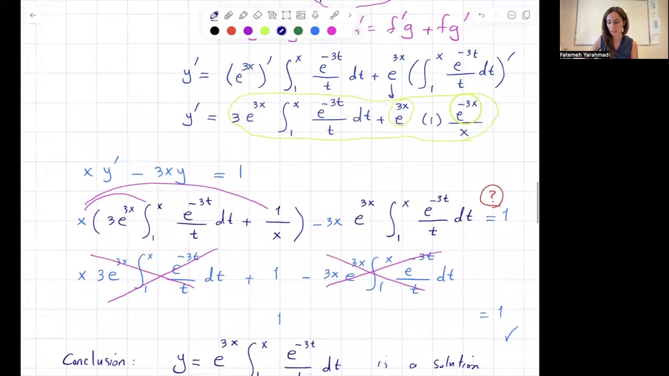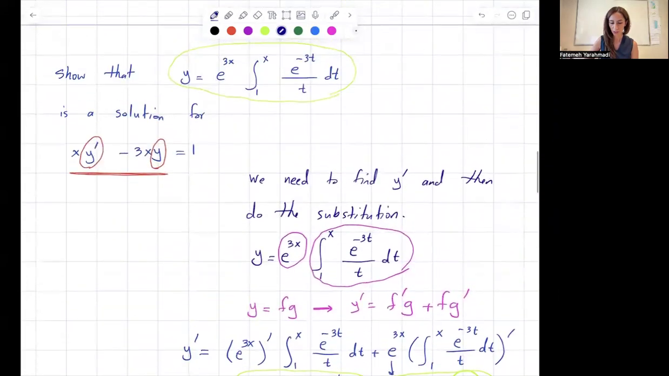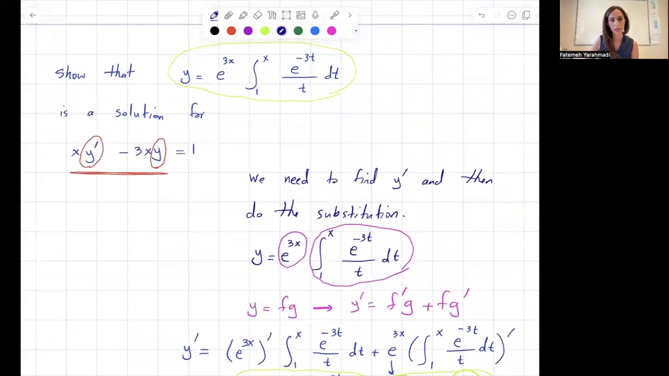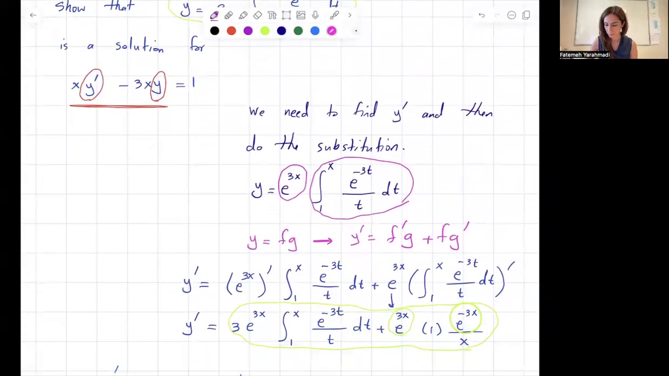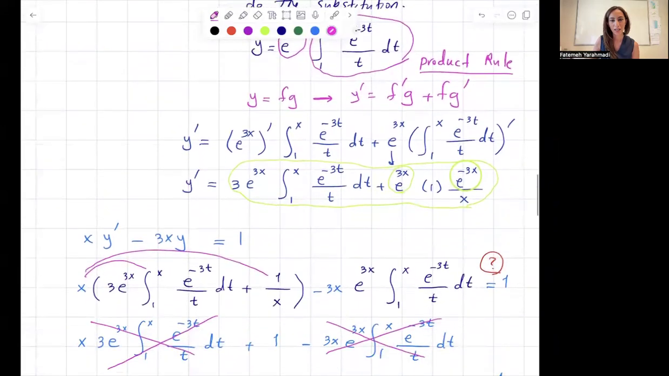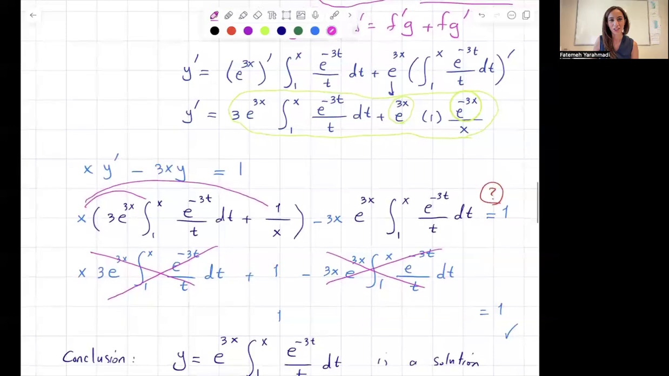So let us recap what we did. We had a function y equals e to the power 3x times the integral of e to the power negative 3t divided by t dt. We wanted to show that this is indeed a solution for the first order differential equation xy' minus 3xy equals 1. All you needed to do is to find the derivative of y applying the product rule. Then basically do the substitution in the left-hand side of the differential equation. After simplifying it, you could see that the left-hand side and right-hand side are equal to each other. Since they are equal, it means that you have indeed a solution for the differential equation.